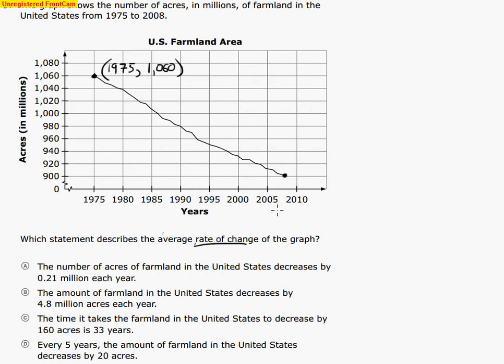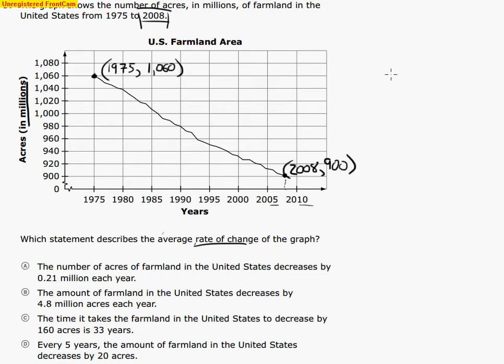My second point is going to happen at an unknown time in between, somewhere between 2005 and 2010. Thankfully, my story up here actually tells me that it's 2008 because the graph shows the number of acres in millions of farmland in the United States from 1975 to 2008. So this one here is going to be at 2008, and then it's going to have decreased all the way down to 900. But that's not just 900, that's 900 million. Okay, you have to keep in mind that's 900 million.